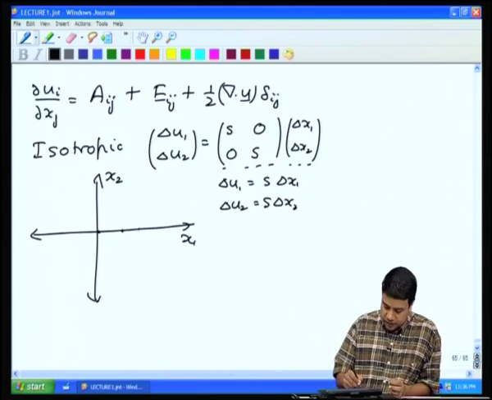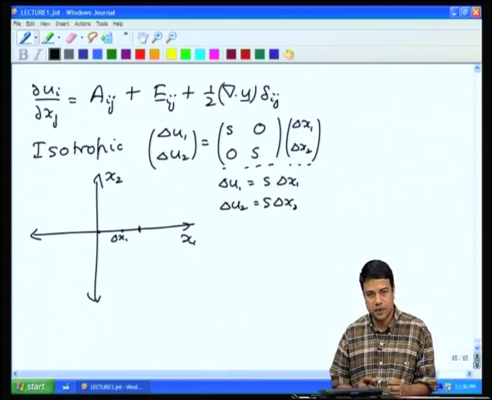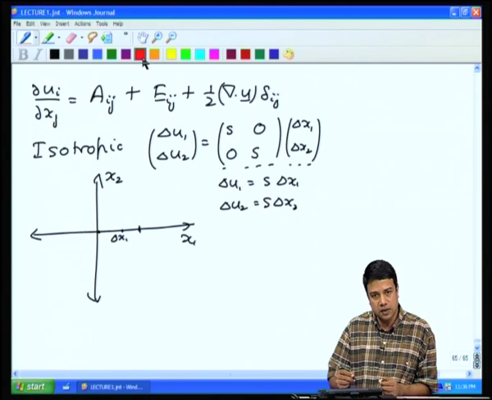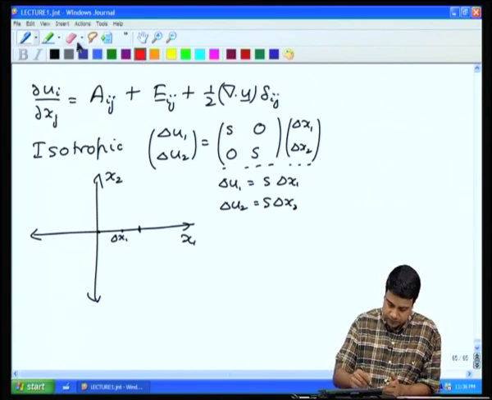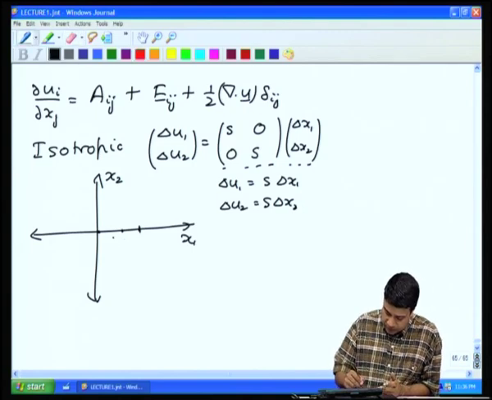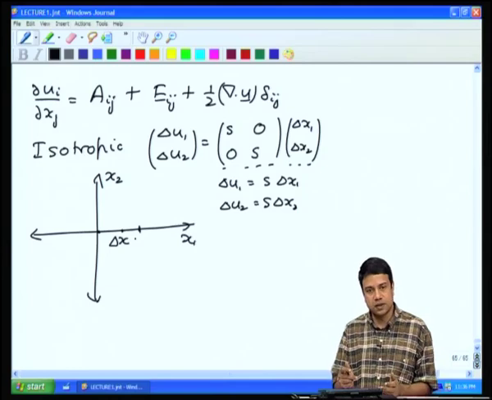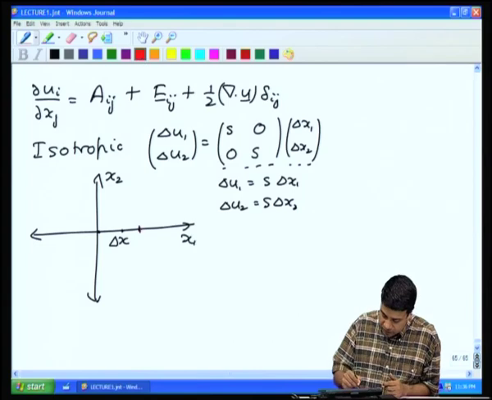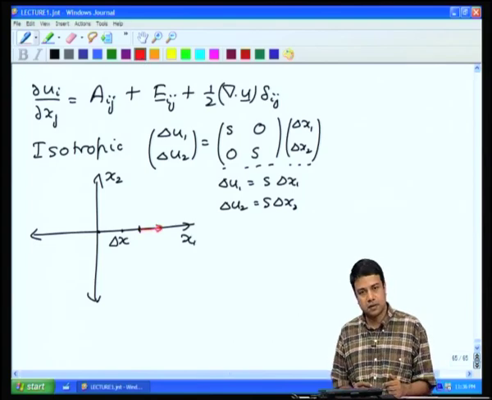If I travel a small distance delta x in the plus x 1 direction, then my velocity difference delta u 1 is equal to s times delta x, and delta u 2 is equal to 0, because I have not travelled in the x 2 direction. So, I get a velocity vector that looks like this at this location.